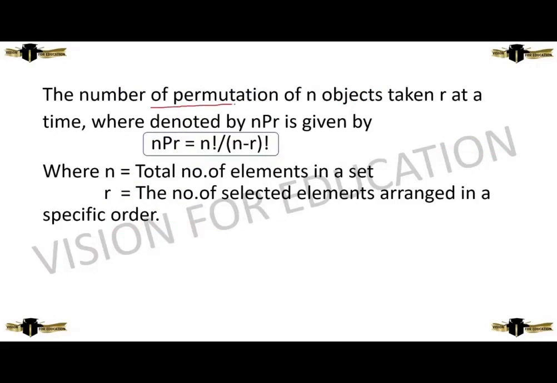Here the number of permutations of n objects taken r at a time is denoted by nPr. nPr is equal to n factorial by n minus r factorial, where n is equal to the total number of elements in a set, and r is equal to the number of selected elements arranged in a specific order.